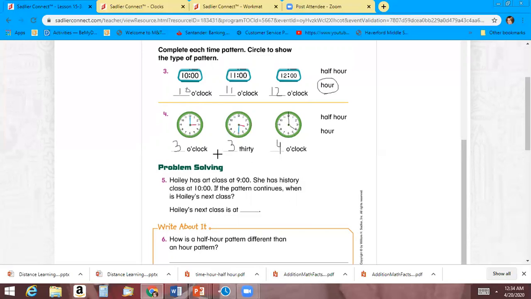I've gone from o'clock, 30, back to o'clock. My hour hand moved from 3 to 3:30 over to the 4. It's showing a half-hour pattern.